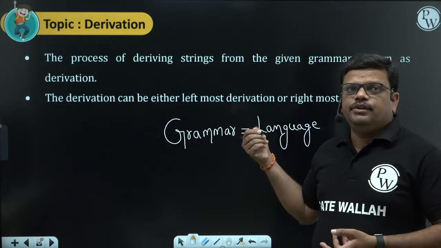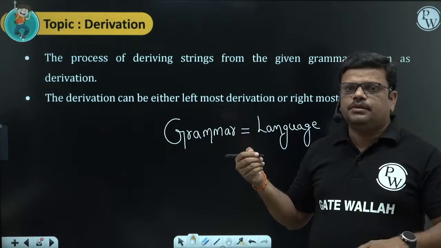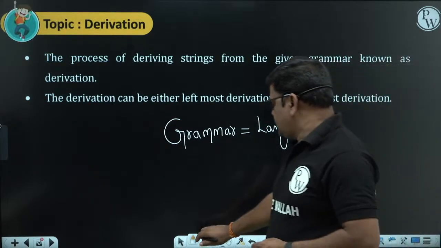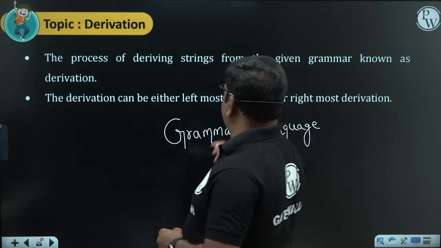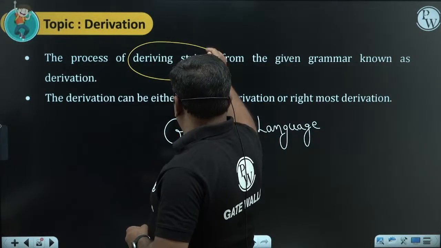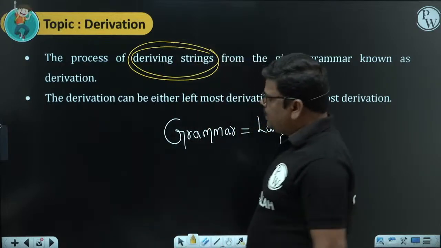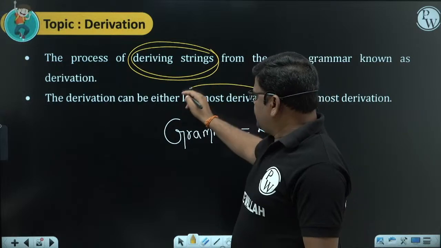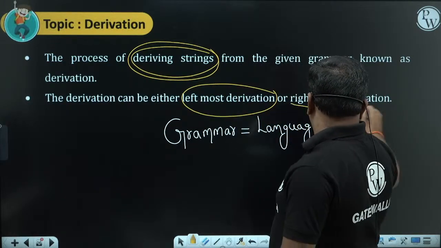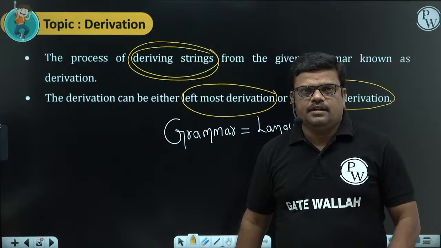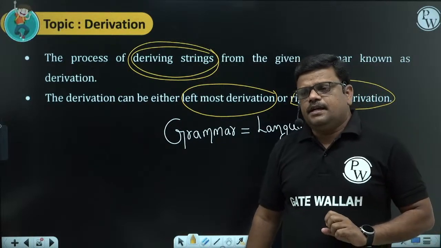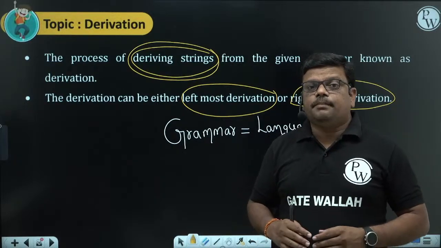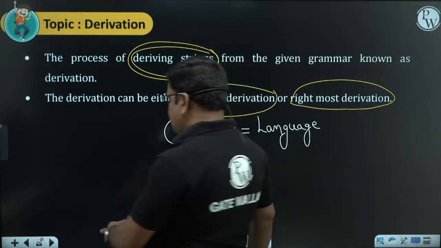For that purpose, we use derivation. We try to generate strings from the grammar. That is called derivation: the process of deriving strings from a given grammar. This derivation is of 2 types. While doing derivation, we can perform leftmost derivation or rightmost derivation. And one more way is the tree representation, the graphical representation of derivation, called a parse tree or derivation tree. This definition we also studied.